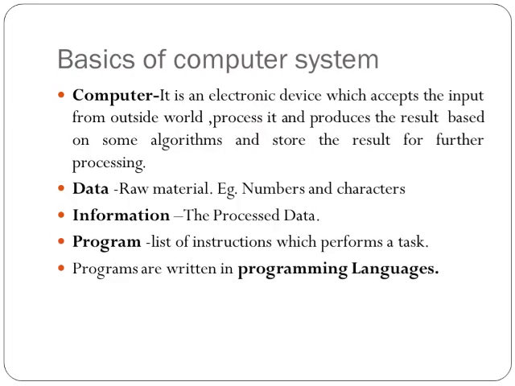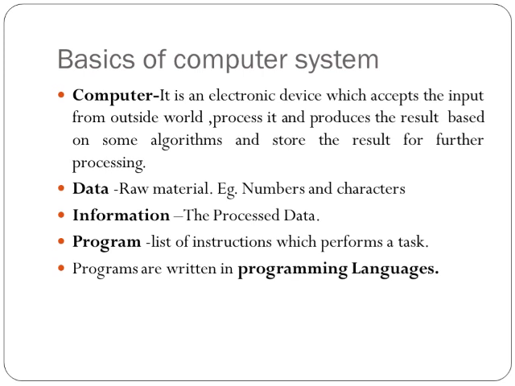Let me explain some basics of computer system. You all know what is computer. What is computer? It is an electronic device which accepts the input from outside world, processes it and produces the result based on some algorithms and stores the result for further processing. In computer system, everything is based on data. What is data? Data is a raw material, that is unprocessed data. Example for data is numbers and characters. The processed data is called information.